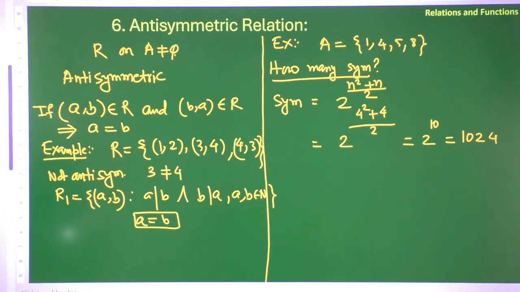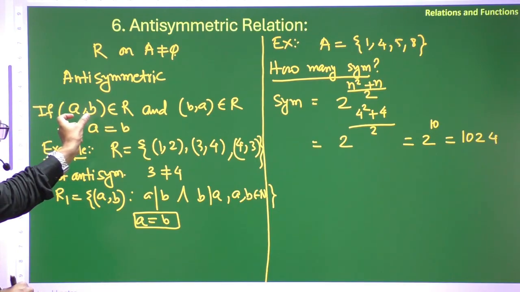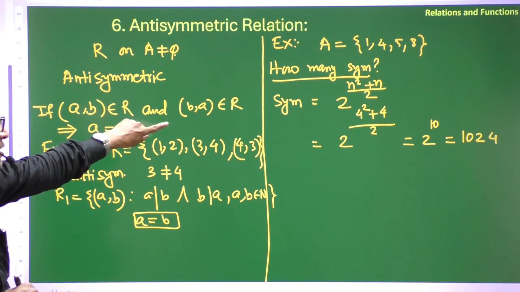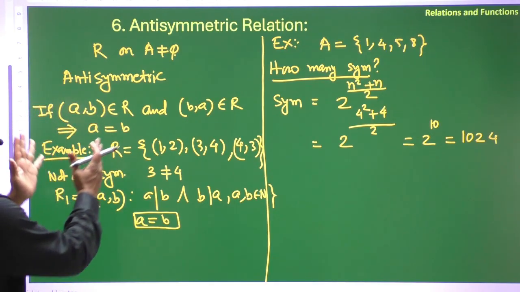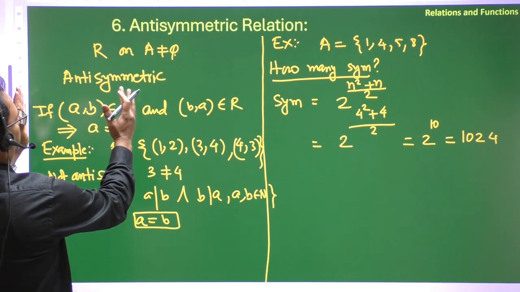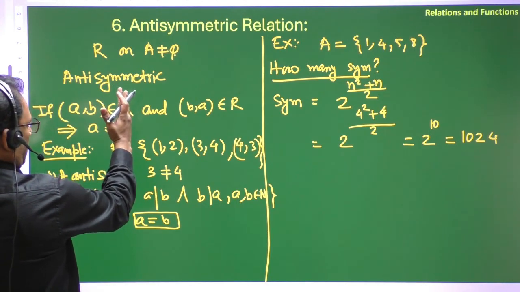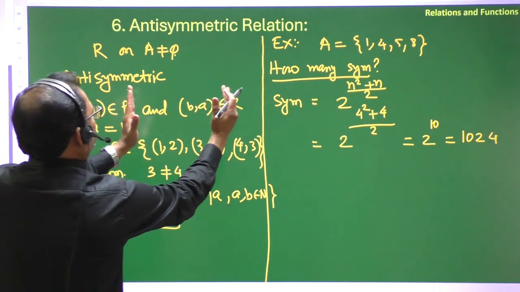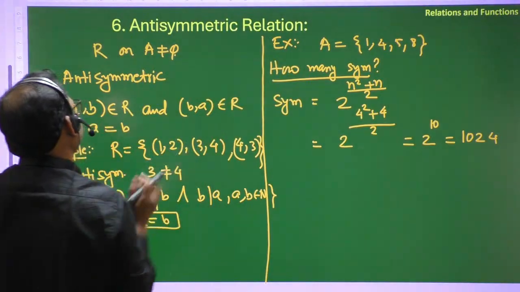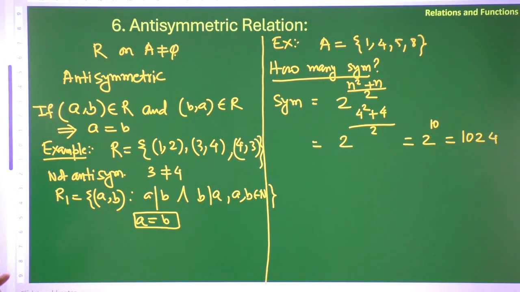Now, one more important thing about antisymmetric relations. In an antisymmetric relation, if (a, b) belongs to R and (b, a) belongs to R, then a equals b, and it is antisymmetric. But if only the first half is satisfied, that means (a, b) belongs to R but (b, a) cannot belong to R, then it is automatically antisymmetric because it does not satisfy the condition for symmetric relations.